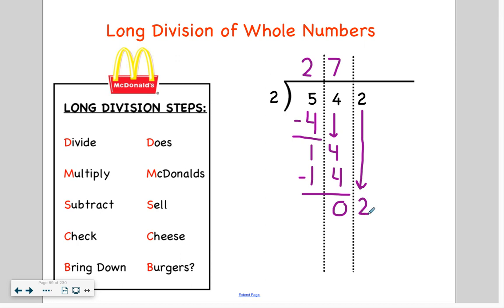We'll start over again. Divide. 2 goes into 2 one time. 1 times 2 is 2. 2 minus 2 is 0. 0 is less than 2. There's no numbers to bring down, so our answer is 271.